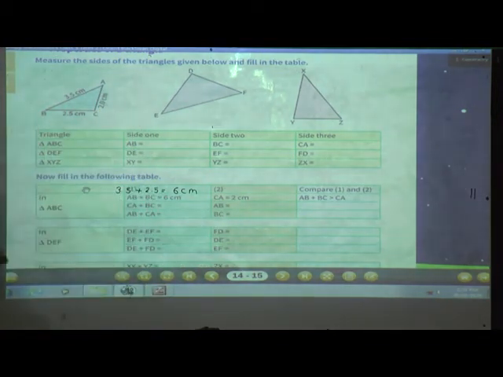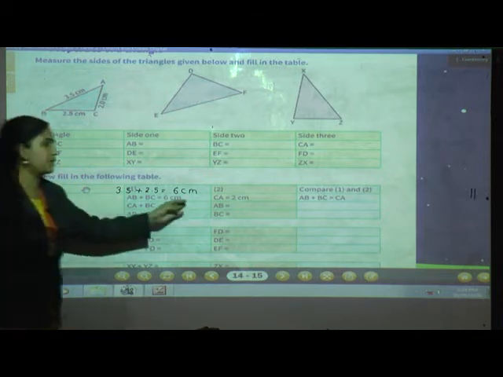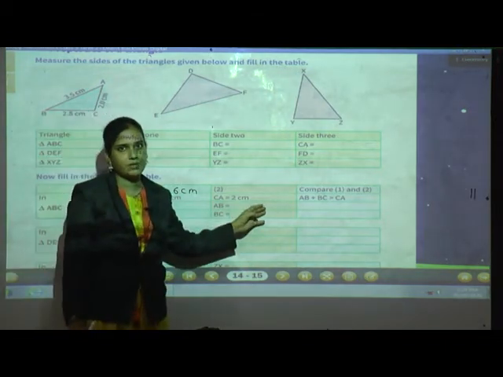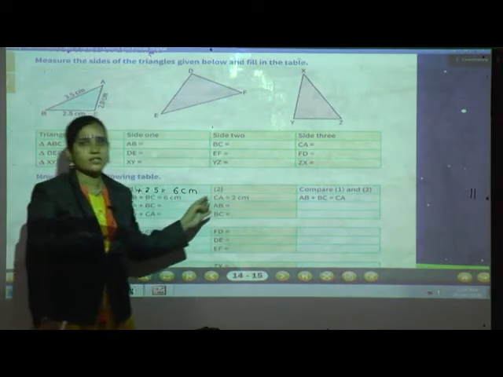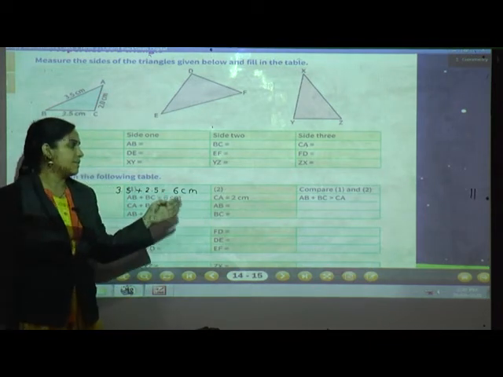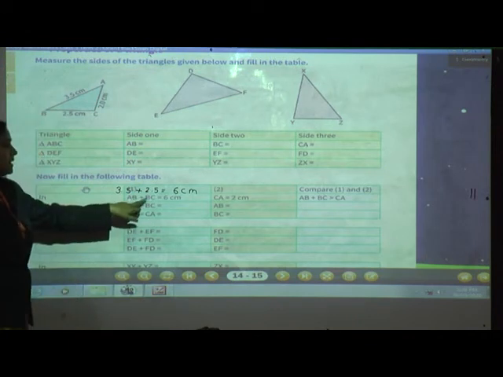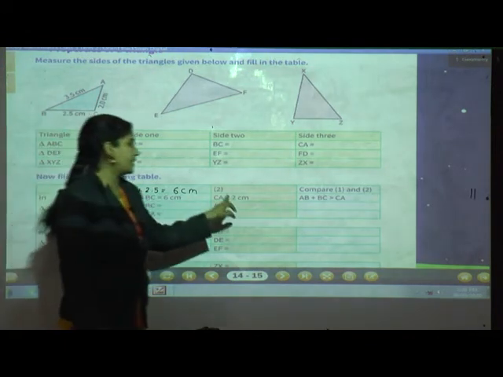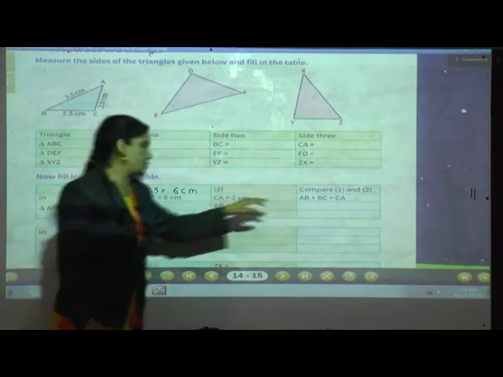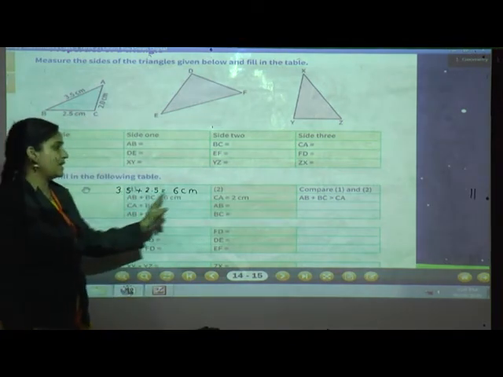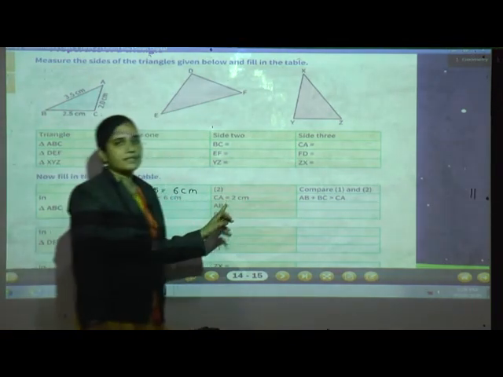So which one is bigger? 6 centimeter or 2 centimeter, students? Yes, of course 6 centimeter is bigger than 2 centimeter. That's why AB plus BC is greater than CA. Yes, students? AB plus BC is greater than CA.